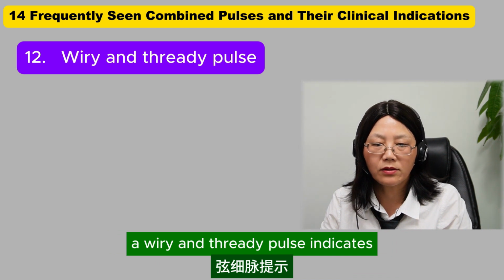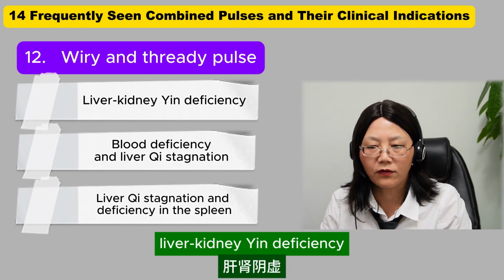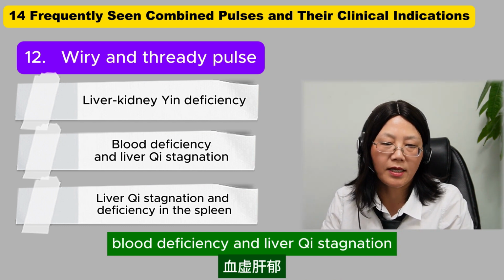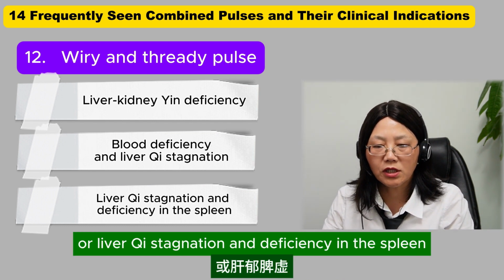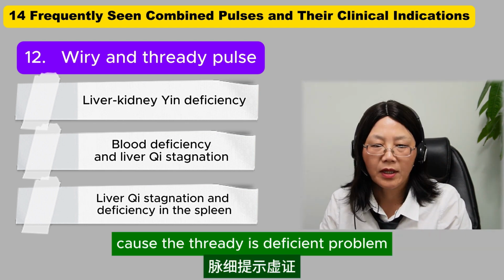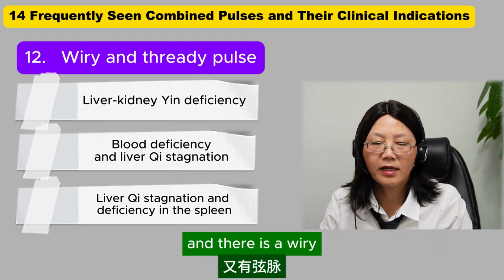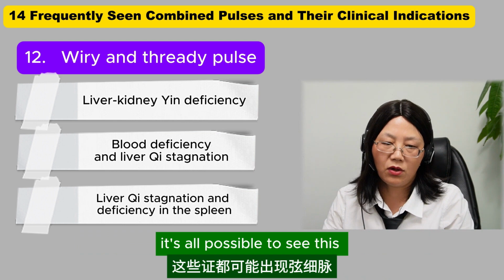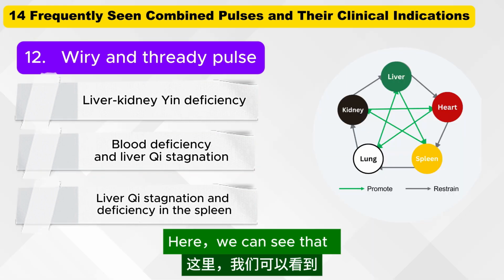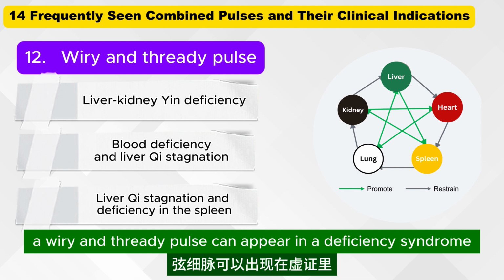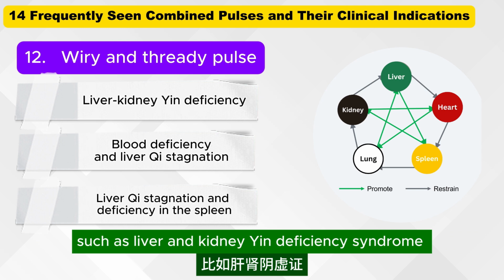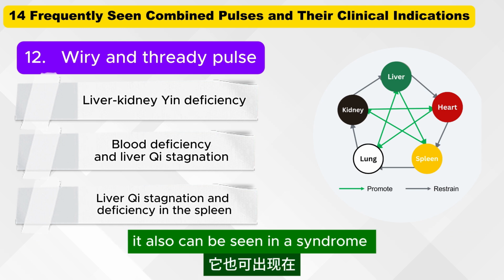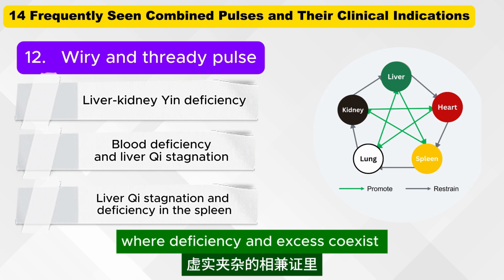Wiry and thready pulse indicates liver kidney yin deficiency, blood deficiency, and liver qi stagnation, or liver qi stagnation and deficiency in the spleen. Because thready is a deficient problem, and there's wiry, so it's related with liver. Therefore, put it together, it's all possible to see this. Here, we can see that a wiry and thready pulse can appear in a deficiency syndrome, such as liver and kidney yin deficiency syndrome. It also can be seen in a syndrome where deficiency and excess coexist.